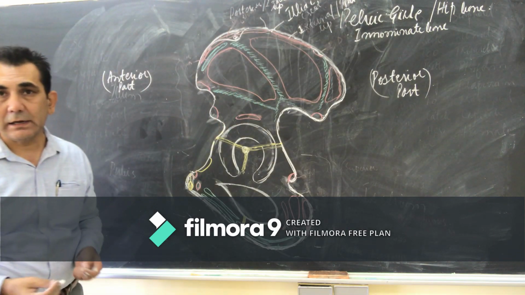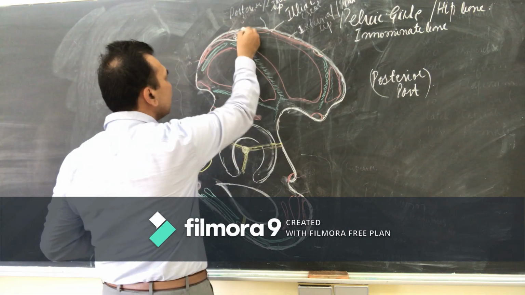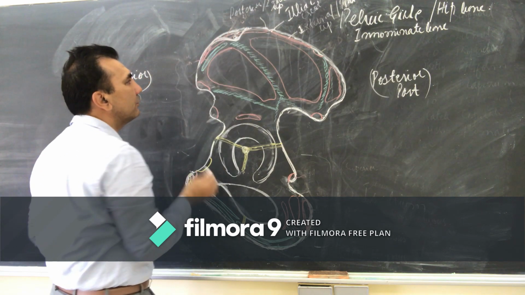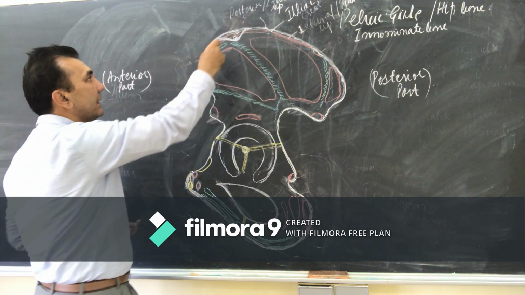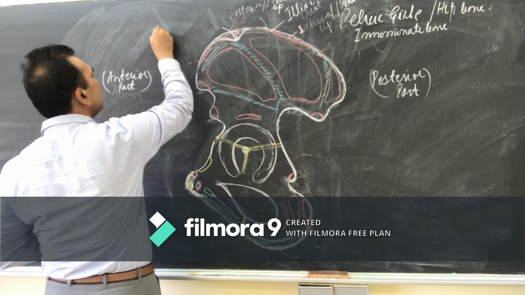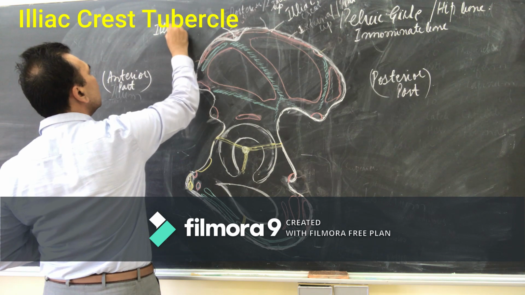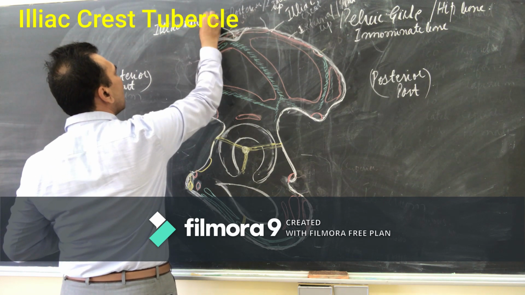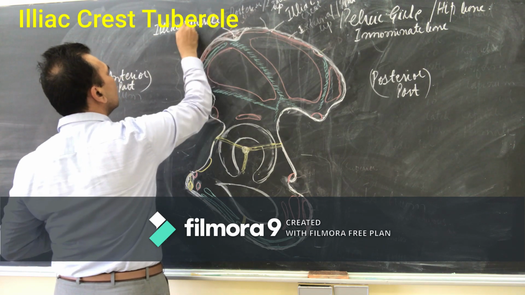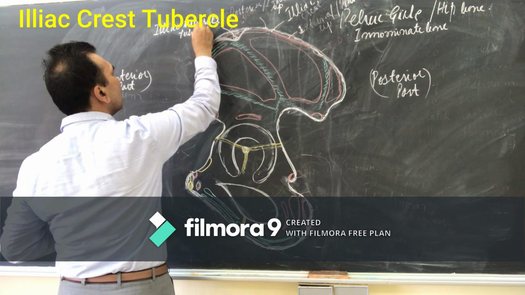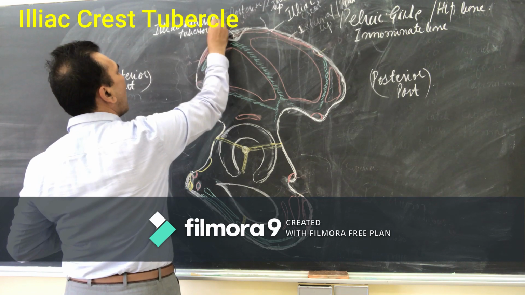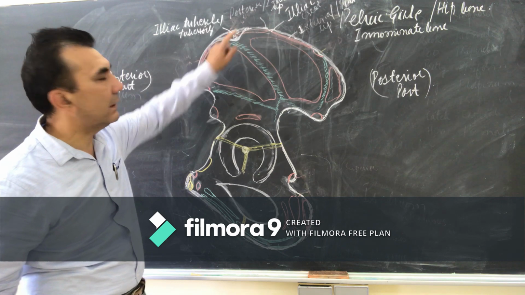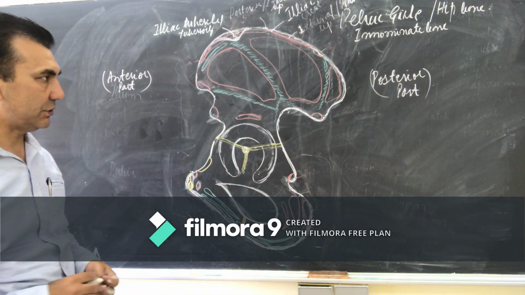Now, when the iliac crest has reached two-thirds of the portion towards the interior side, it makes a tubercle, and this tubercle is called the iliac tuberosity or tubercle. This one is called the iliac tuberosity.